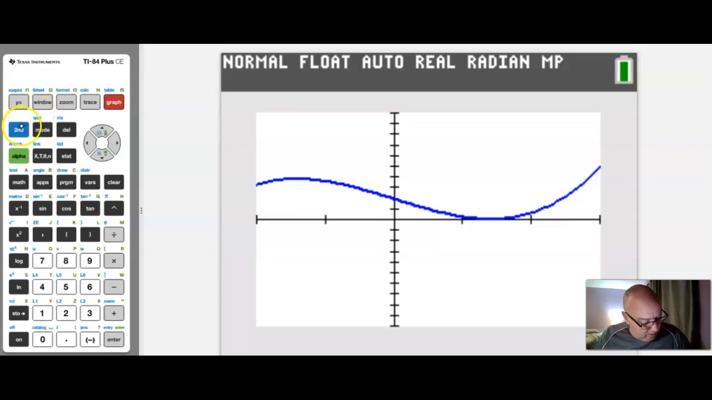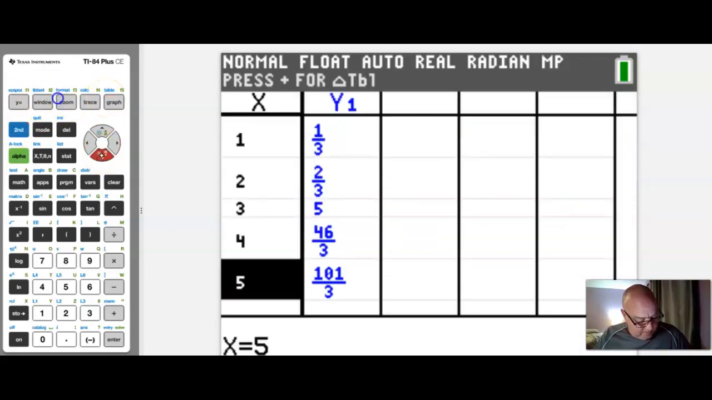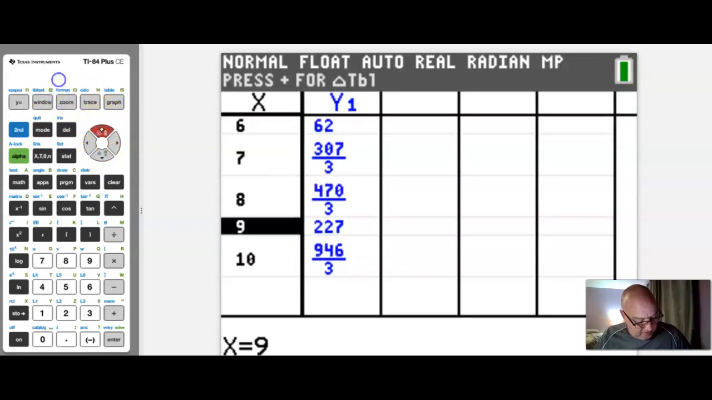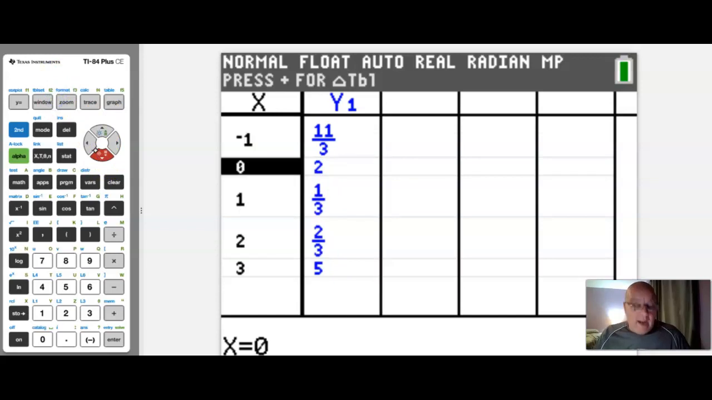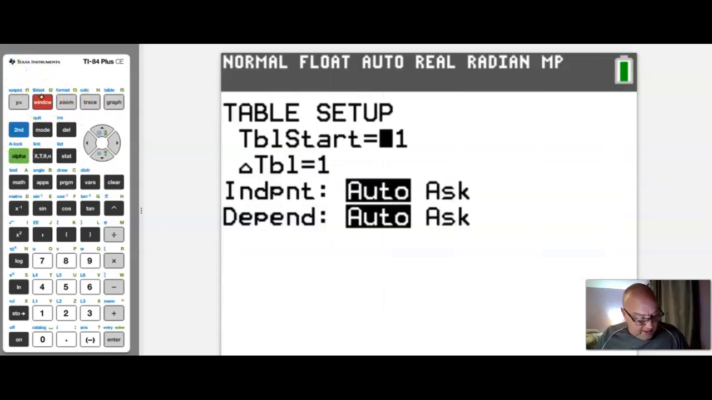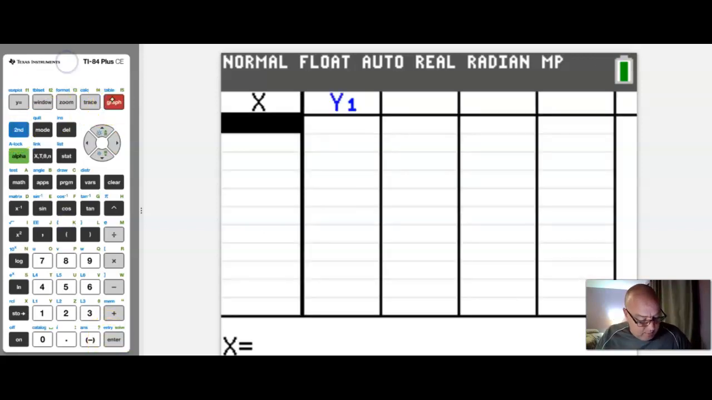But if we go to our table of values, right now our table of values is just programmed to keep giving us different numbers, and it's giving me fractions. You might get decimals, but I'm getting fractions. But I want to specifically test it for a couple different values. So I'm going to go second window, and I'm going to change the independent variable, which is x in this case. I'm going to change that to ask. And so now when I go back to my table, it says, okay, what do you want x to be?